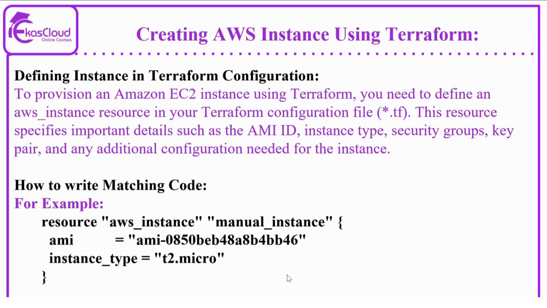Next one is creating an AWS instance using Terraform. Defining the instance in Terraform configuration. To provision an Amazon EC2 instance using Terraform, you need to define an aws_instance resource in your Terraform configuration file. This resource specifies important details such as the AMI ID, instance type, security groups, key pair, and any additional configuration needed for the instance. And then you have to write matching code.